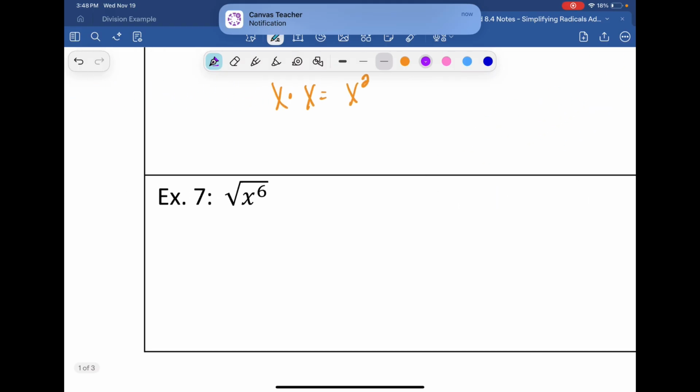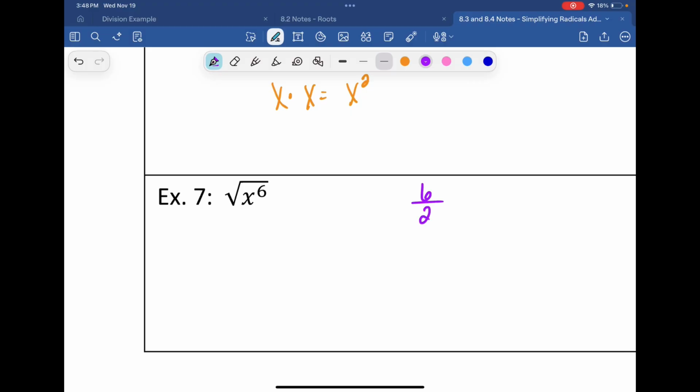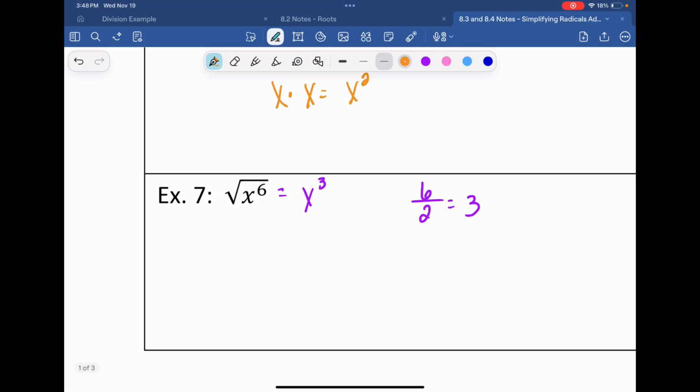Okay, square root of x to the 6th. Divide the exponent 6 by the index 2. So 6 divided by 2 is 3. So the square root of x to the 6th is x cubed. Remember, that's what number times itself produces your value. x cubed times x cubed. Remember, when you multiply by the same base, you add your exponents. There's where your x to the 6th is.